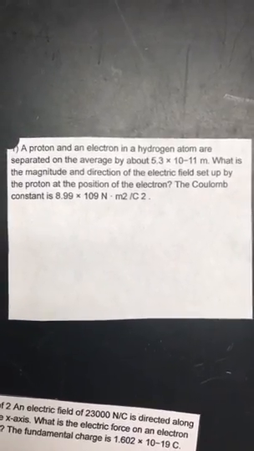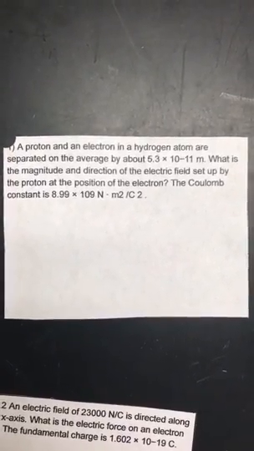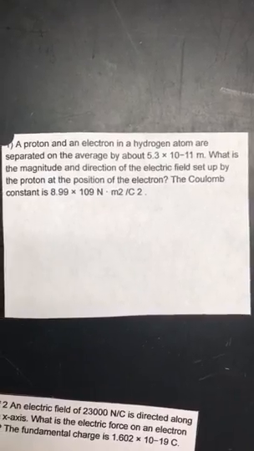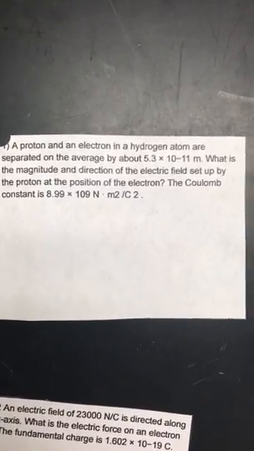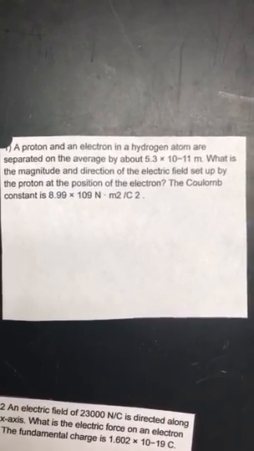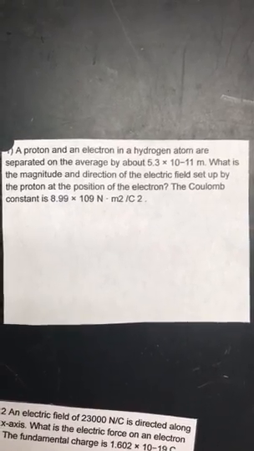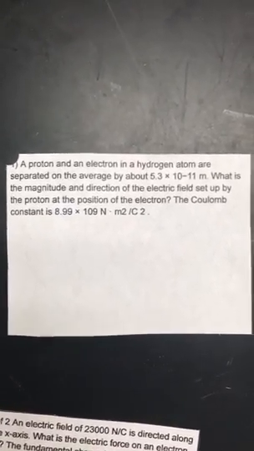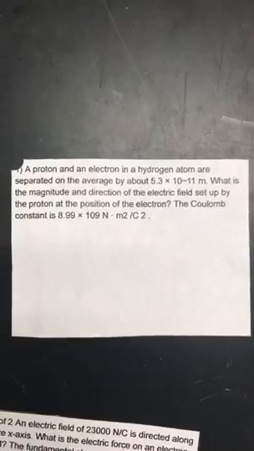Okay, so we see there that we have a proton and electron, and we have a distance between the two of them of 5.3 times 10 to the negative 11th meters. We want to know the magnitude and direction of the electrical force. So let's talk about how we're going to do that real quick.